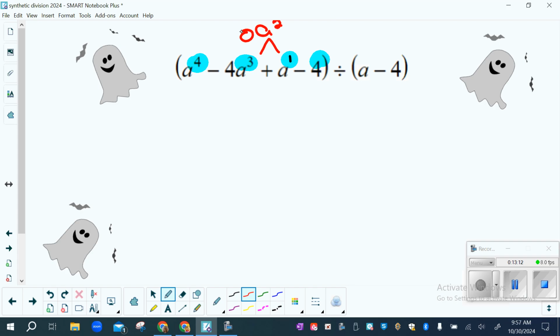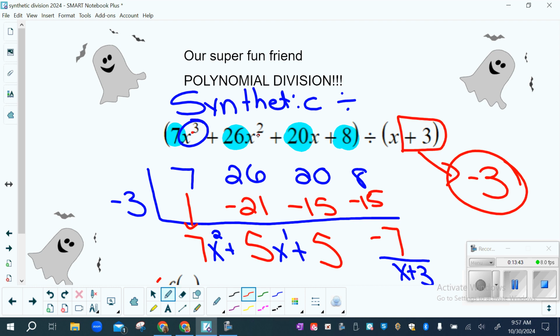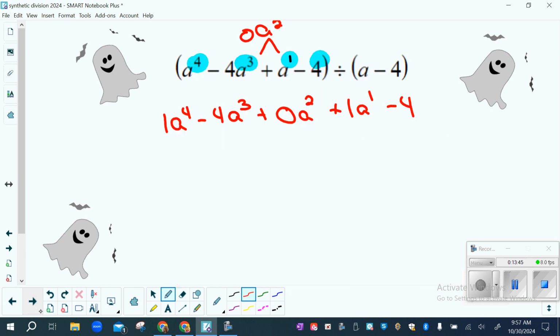So what we're really going to do is, I'm going to put a 1 there, A to the 4th minus 4 A to the 3rd, plus 0 A to the 2nd, minus 1 A to the 1st, sorry, that's plus, minus 4. You just got to have a placeholder, because otherwise it'll all collapse, right? So if you're ever missing one, before you start a problem, you're going to really quickly double check 4, 3, 2, 1, you're good. So I'm going to go ahead and go back to that.